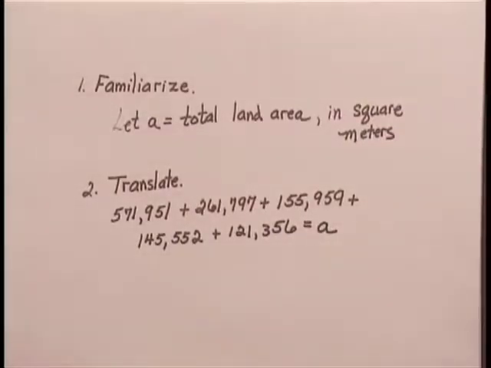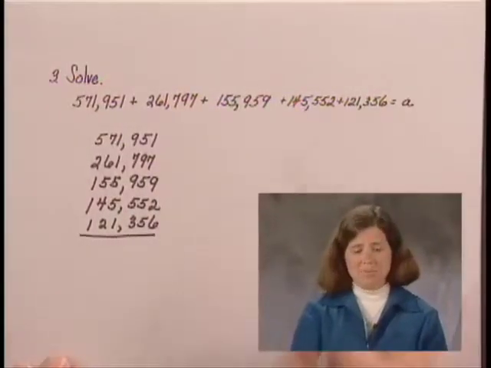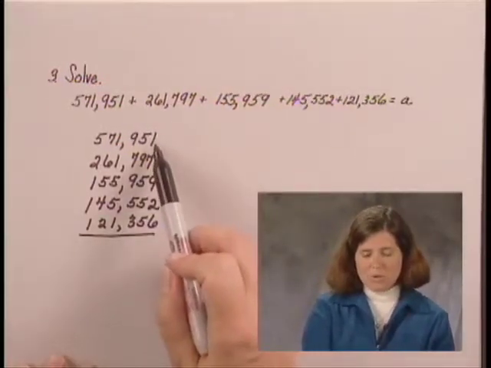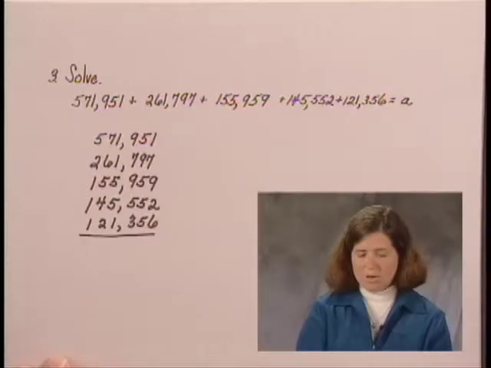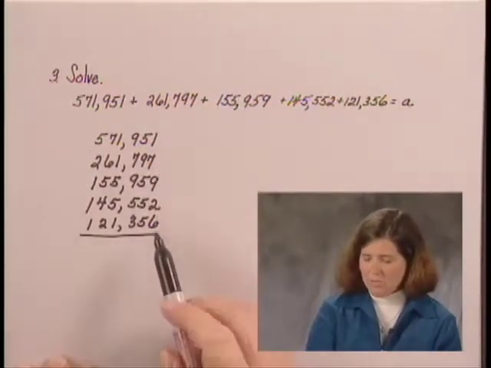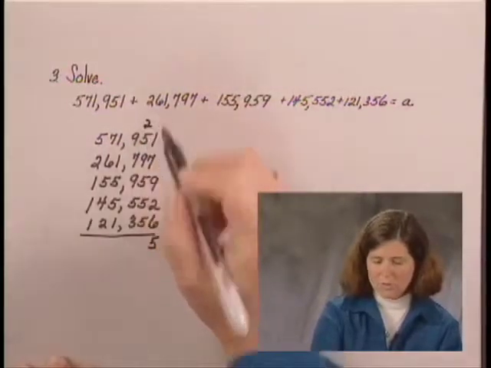We're now ready for our third step, to solve the equation. To solve the equation, we simply need to add the numbers together. To add them, you want to write them in a column and make sure that you line up the place values of each number under the one above it. We'll add the ones first. Adding the ones, we get 25. Write the 5 and carry the 2.